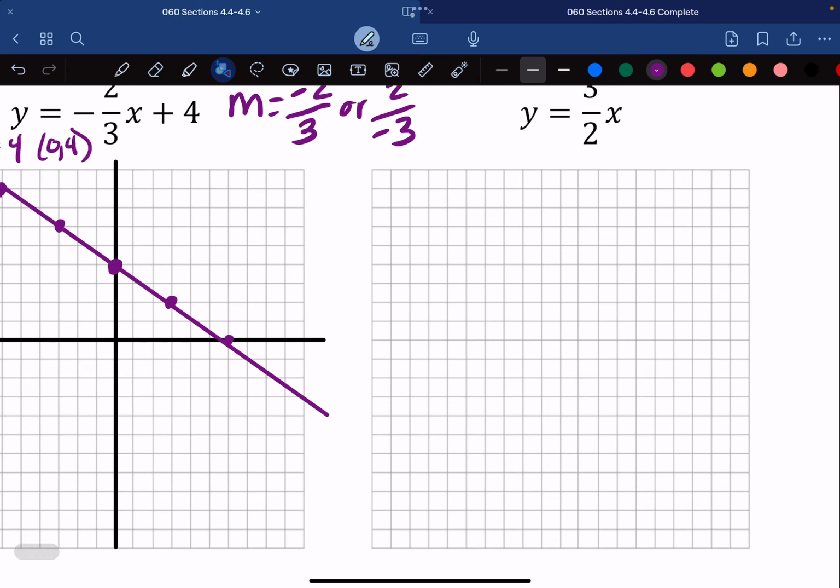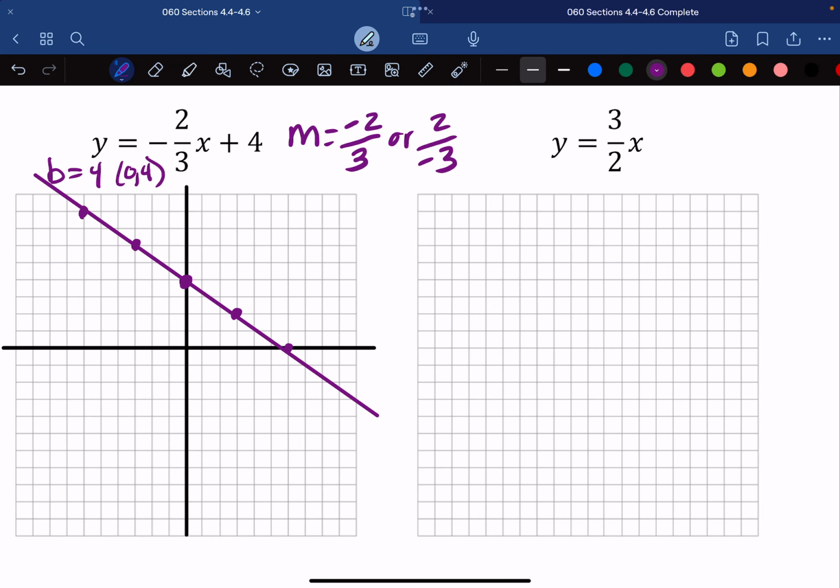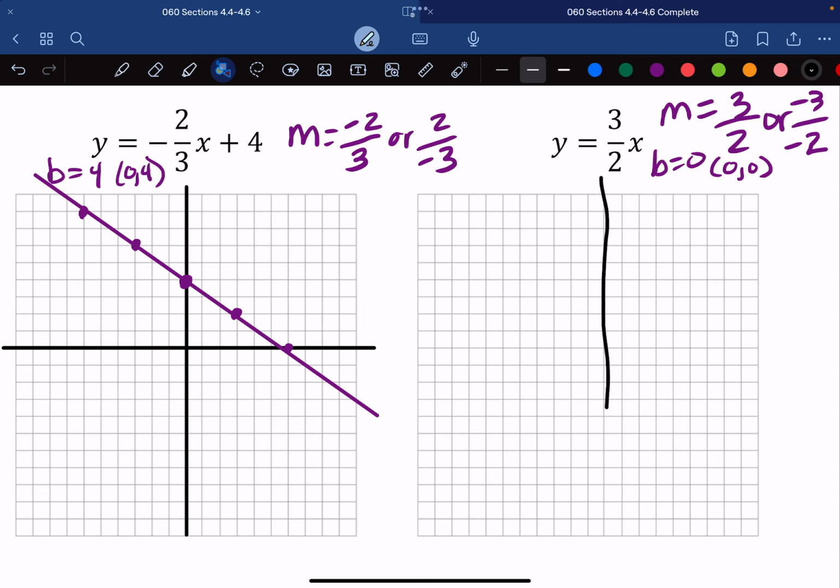Oh, and one last one. This time we have a positive slope, which means our slope can be +3/2 or -3 over -2. And there's no b value, and so my b is 0, which means my y-intercept is (0, 0). So my first point is at the origin at (0, 0) because my b is 0.